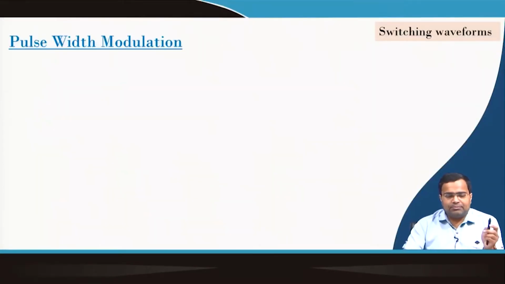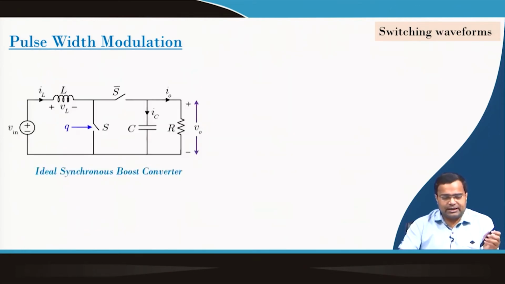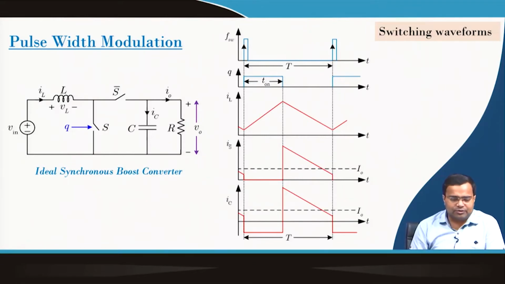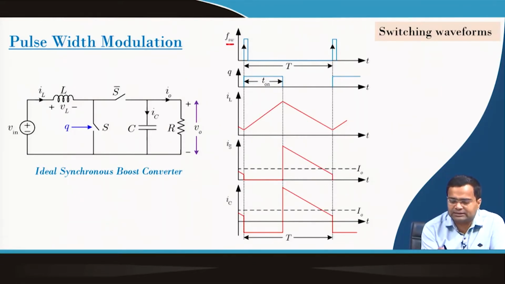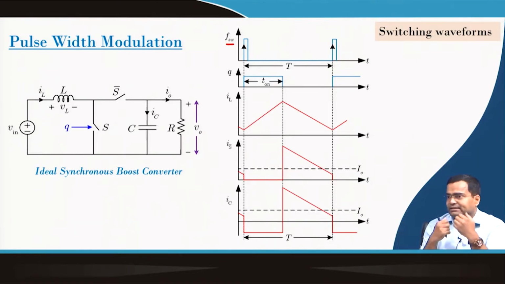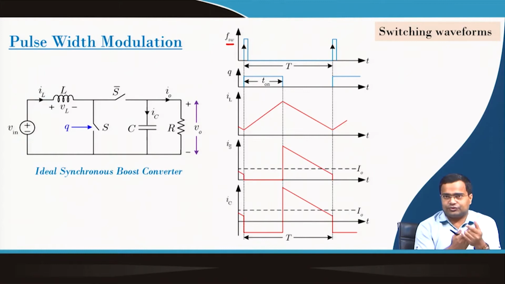So, in pulse width modulation technique, as the name implies, if we take an ideal synchronous boost converter and draw the waveform of this boost converter, where this FSW is the external clock with fixed switching frequency. This clock can be generated inside the controller, and sometimes this clock can come from externally, so that we can sync this clock with the other converter also.